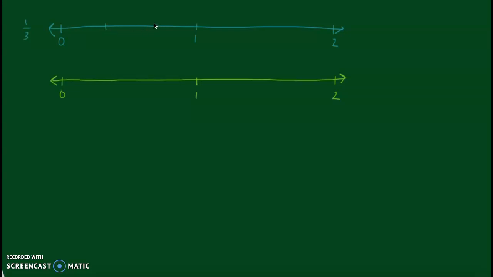So I'm going to try to be careful about making this as accurate as I can. I've got it divided into thirds, and the directions ask you to label the tick marks with the fraction. So we've got 1/3 here. This is 2/3. 1, which is the same as 3/3. Then we've got 4/3 and 5/3. And then 2 would be the same as 6/3.